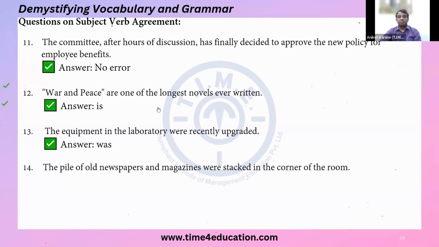So basically, with equipment, you're not changing the subject, right? And therefore, equipment has to be taken into consideration. If it was equipments, then it would be a plural thing. But equipment is a singular entity in this case. Okay.